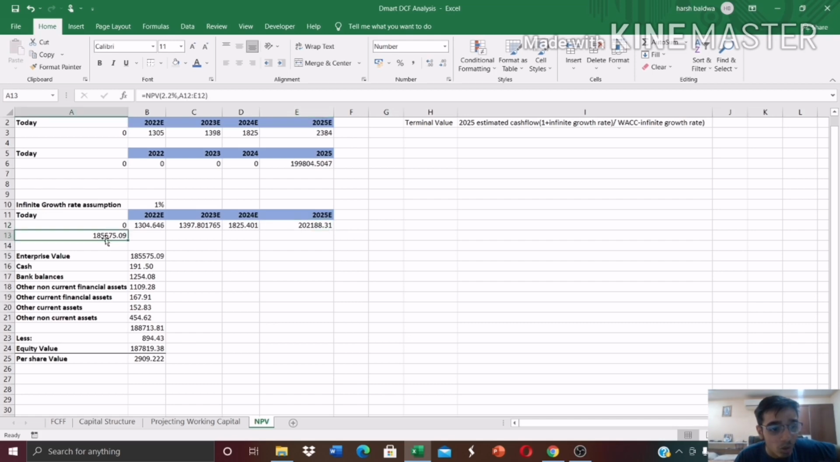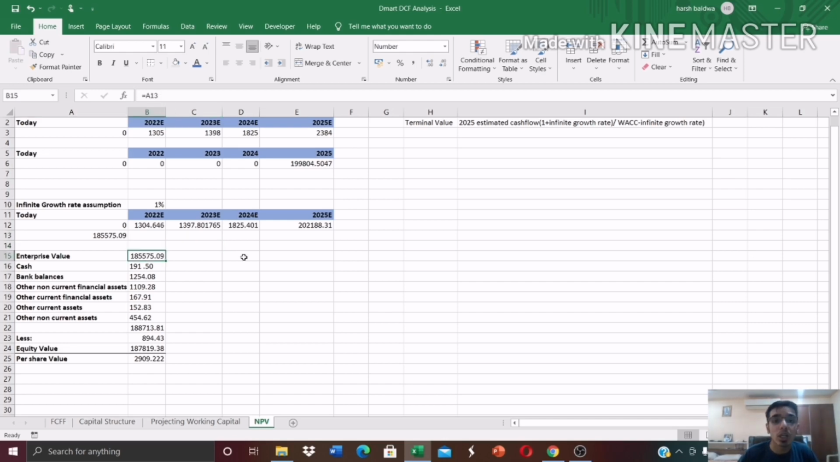Okay, so you can do this by using the NPV formula. In the NPV formula you have to mention the rate, that is nothing but the cost of equity, cost of capital, and the range of the values or the cash flows. By that you get the enterprise value.